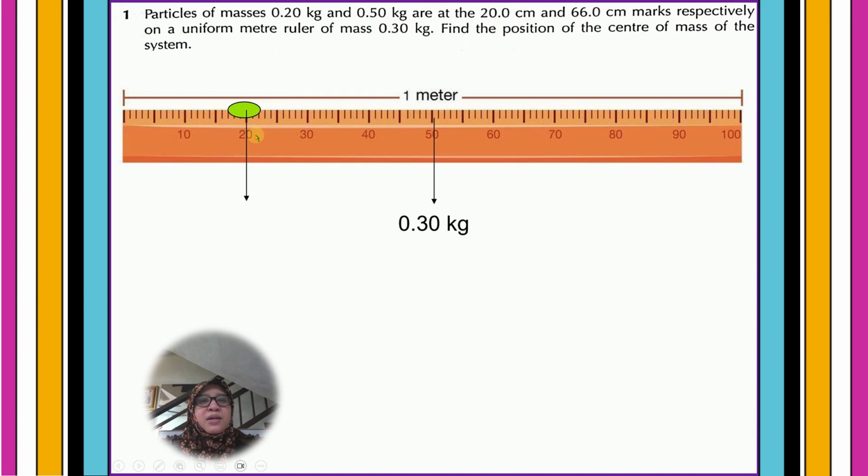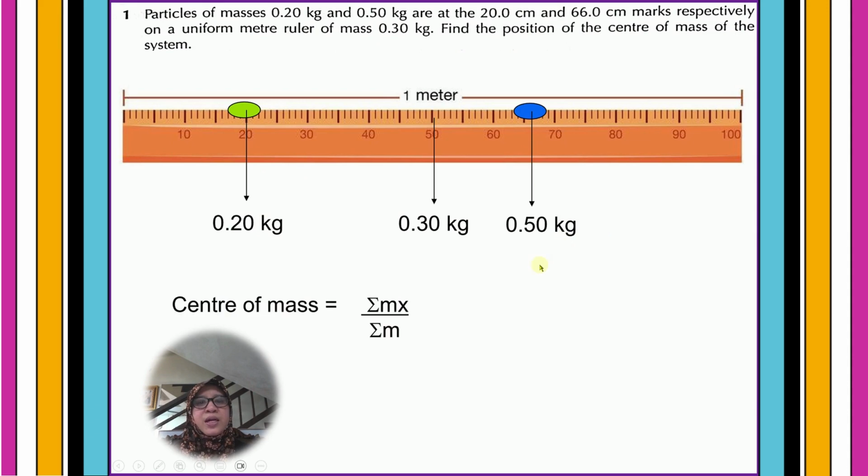The 20 centimeter mark here has the 0.20 kilogram mass, and another one is at the 66 mark of the ruler, with mass 0.50 kg. Now we are going to find the position of the center of mass of the system.